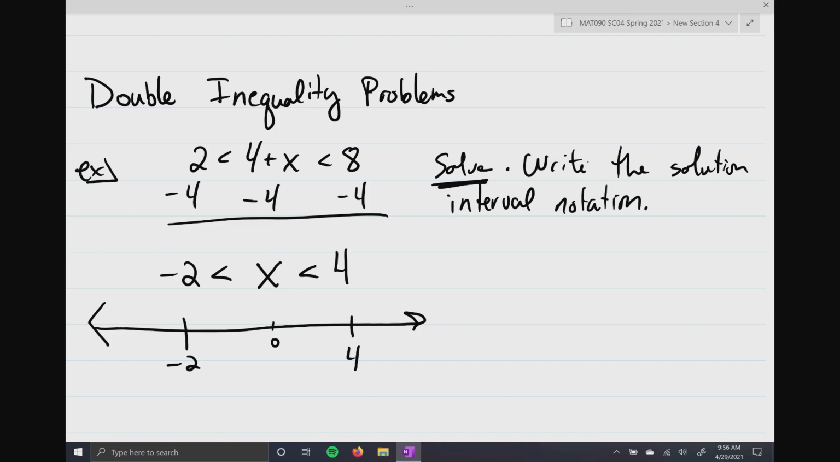But since we can't, we're going to draw a parenthesis at negative 2, and we're going to do the same at positive 4. And we're just going to shade everything in the middle. Kind of looks like a TIE fighter.